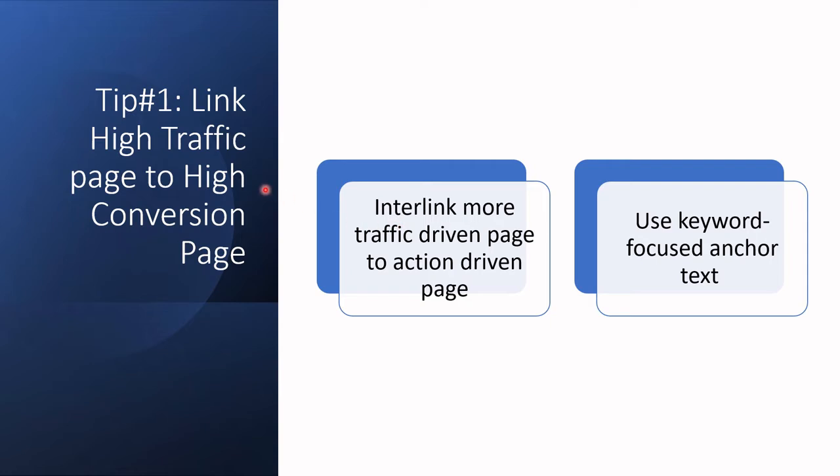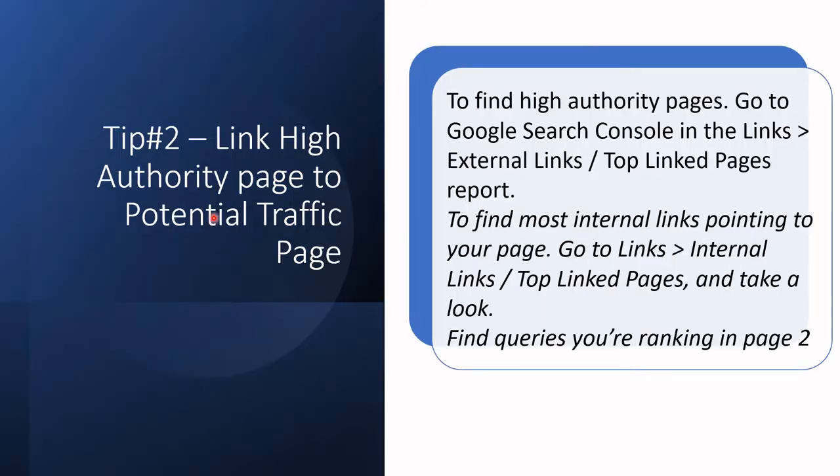While doing all the internal linking strategy, keep in mind you must definitely use relevant links and relevant anchor text. So similar to linking the high traffic pages to conversion pages, next you can also link high authoritative pages to the potential traffic pages. Where can you find the high authoritative pages? Go on to Google Search Console, and under the links section you can find the external links. Under the external links section you can find the top linked pages report. So this gives you the high authoritative pages on your website.